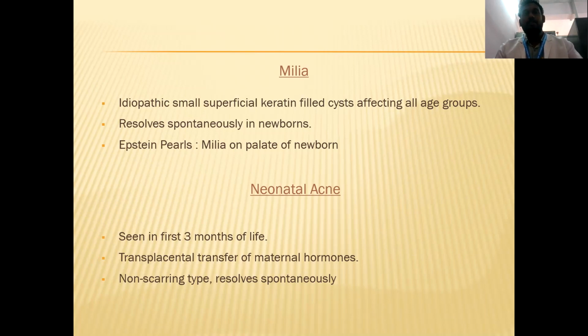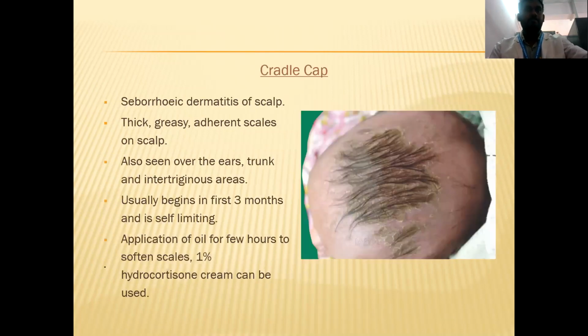Other physiological phenomena which can be seen in neonates include neonatal acne. It is seen in the first 3 months of life, and this happens because of the transplacental transfer of maternal hormones. It's a non-scarring one, and it resolves spontaneously with time. So no treatment is required.